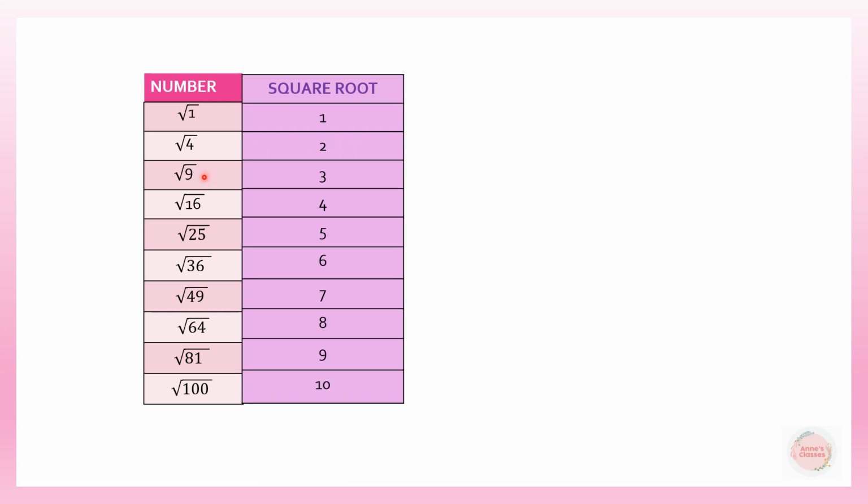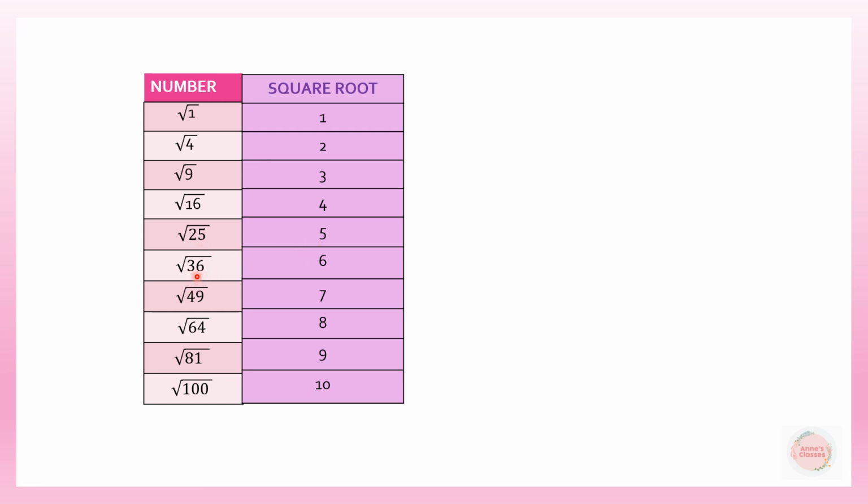Similarly for 9, what gave me 9? 3 3s are 9. What gave me 16? 4 4s are 16. What gave me 25? 5 5s are 25. So the number that is used to multiply by itself to give you a number, this is called the square root. So the square root of 25 is 5.